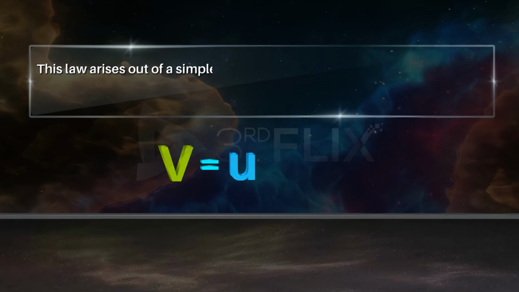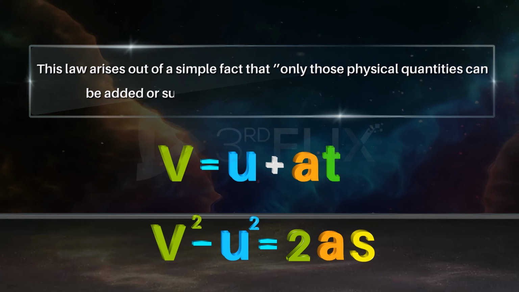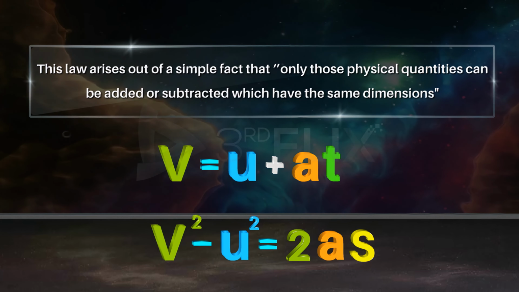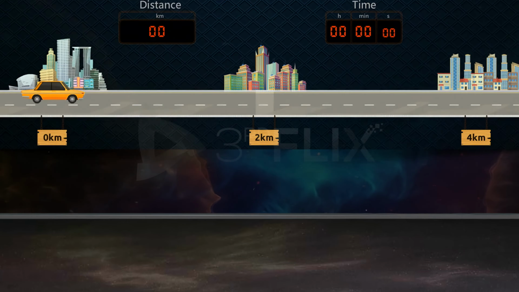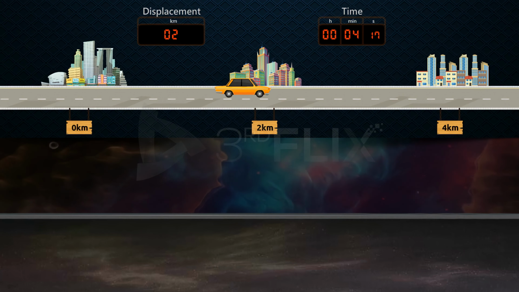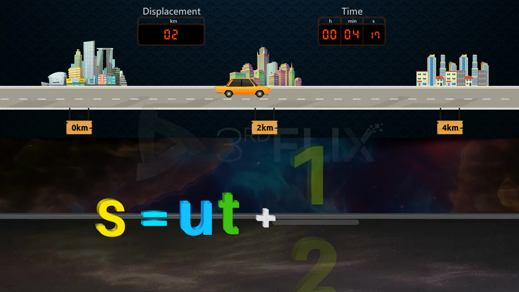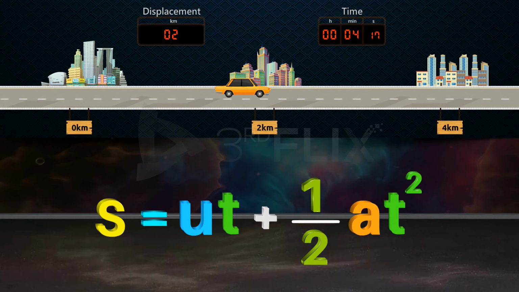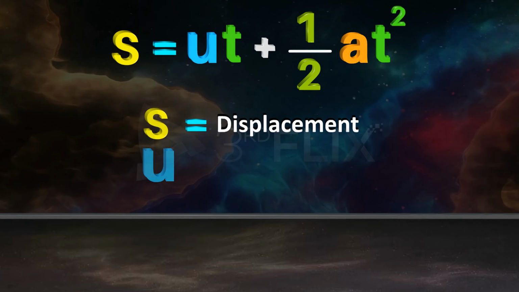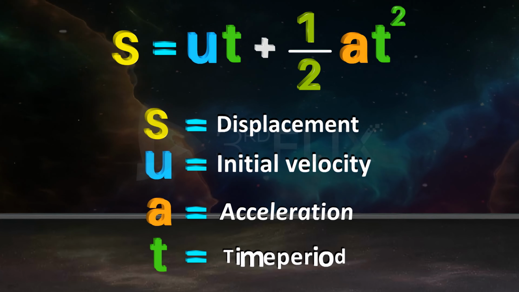This law arises out of a simple fact that only those physical quantities can be added or subtracted which have the same dimensions. Suppose the displacement of a car moving on a straight line with constant acceleration is expressed with an equation s equals u t plus half a t square. s is displacement, u is initial velocity, a is acceleration, and t is time period.